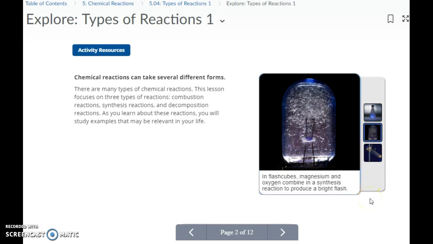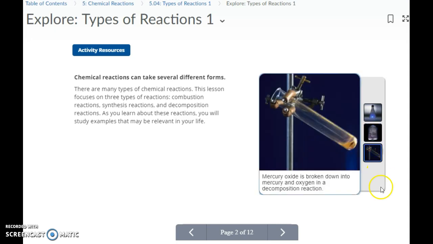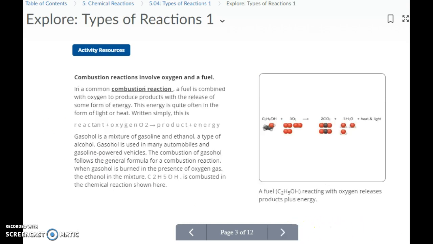In flash cubes, magnesium and oxygen combine in a synthesis reaction to produce a bright flash. And mercury oxide is broken down into mercury and oxygen in a decomposition reaction. There are many types of chemical reactions. This lesson focuses on 3 types of reactions: combustion, synthesis, and decomposition. As you learn about these reactions, you will study examples that may be relevant to your life.